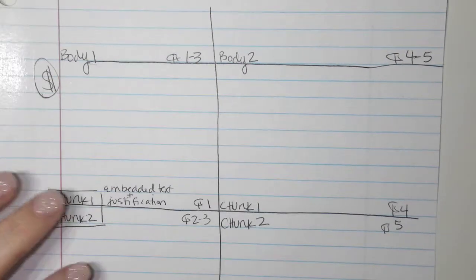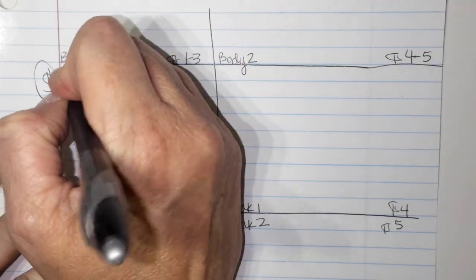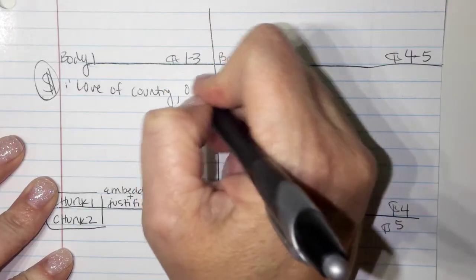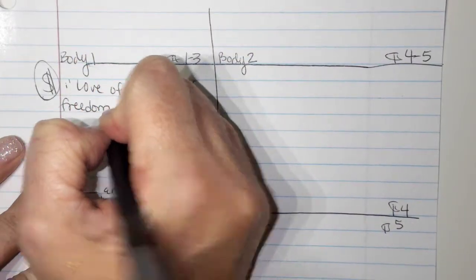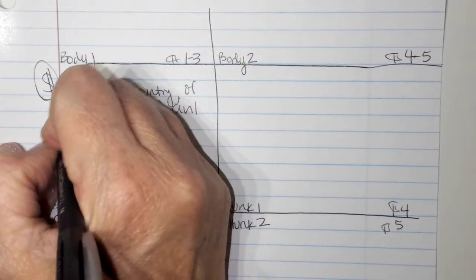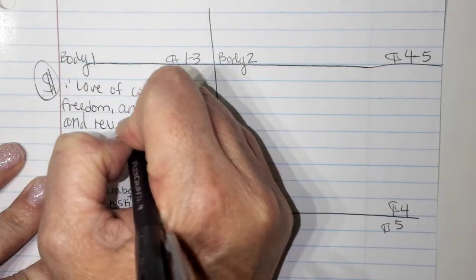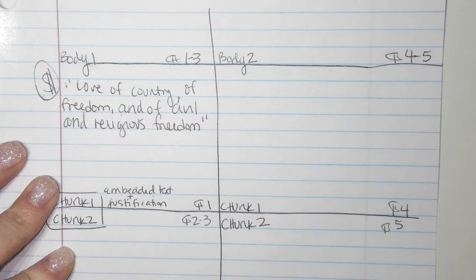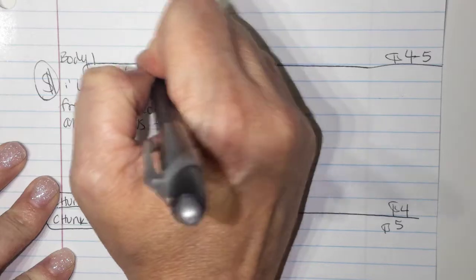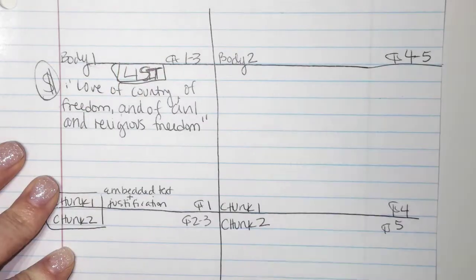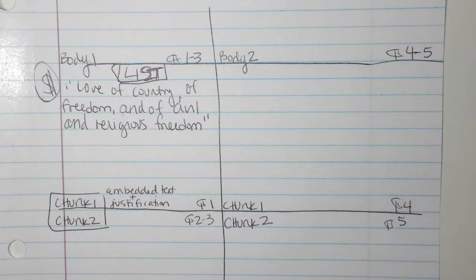Good. Okay, so I'm gonna jot down love of country, of freedom, and of civil and religious freedom. Okay, so there's a couple of things that I really like about this. One, I'm going to tell you that, oops, I don't know how I just spelled list. If you ever see a list of any kind, use that as a piece of evidence.